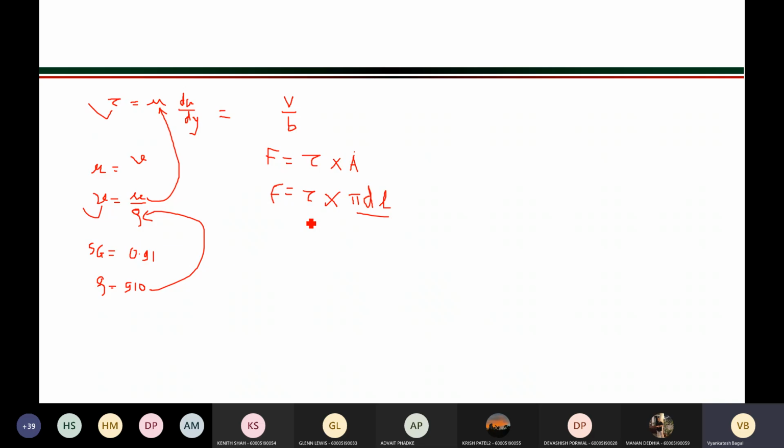So tell me the final answer. What is the force required to pull that shaft at 3 meter per second? I hope you people are solving this, eh?